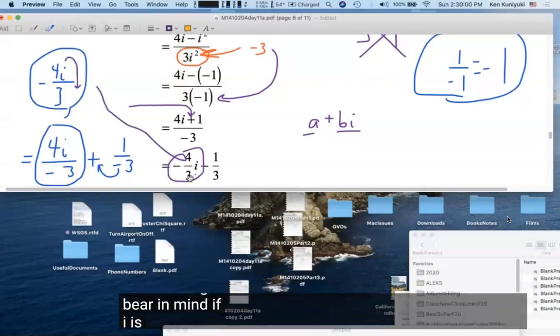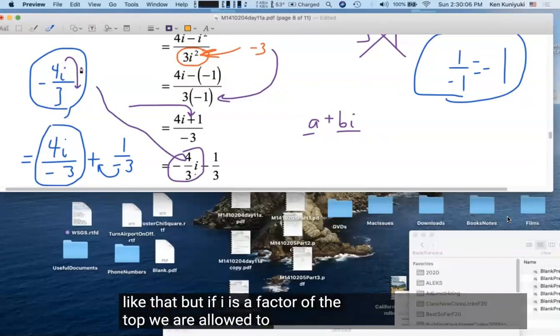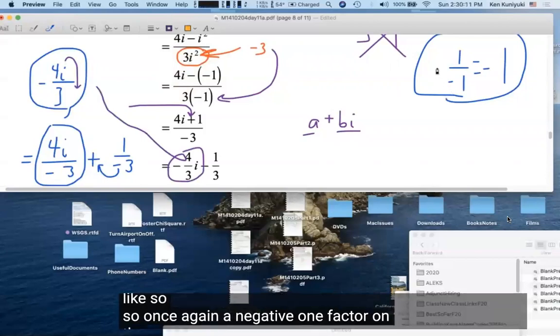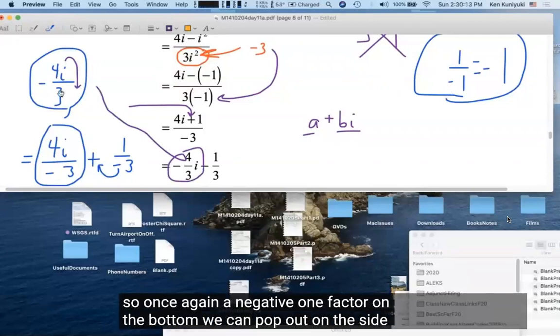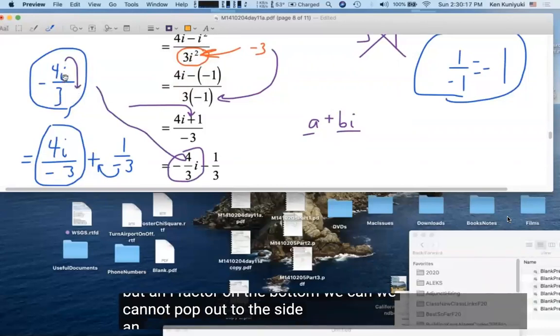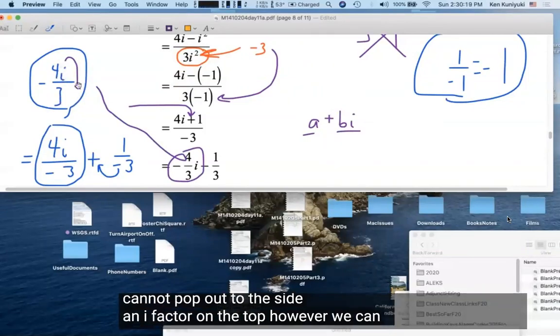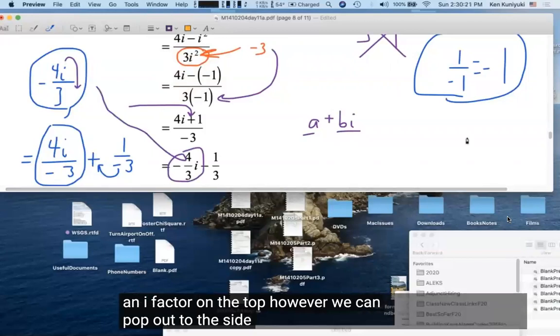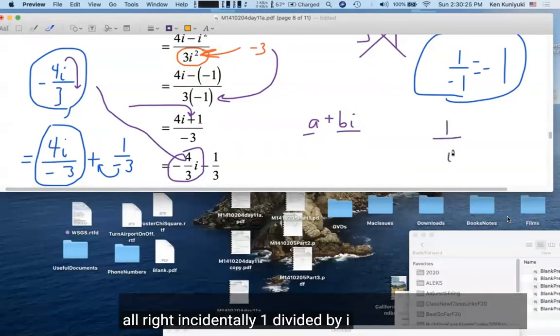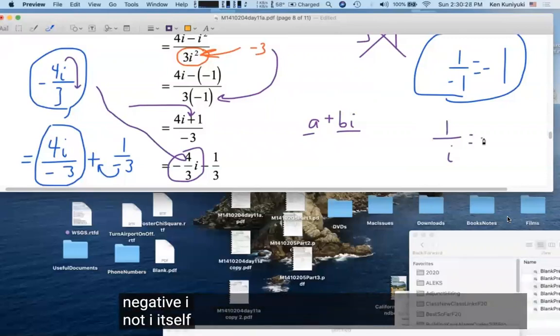Bear in mind, if i is in the bottom, we cannot pop out the i straight up like that. But if i is a factor of the top, we are allowed to pop out the i like so. So once again, a -1 factor on the bottom, we can pop out on the side. But an i factor on the bottom, we cannot pop out to the side. An i factor on the top, however, we can pop out to the side. Incidentally, 1 divided by i is -i, not i itself.